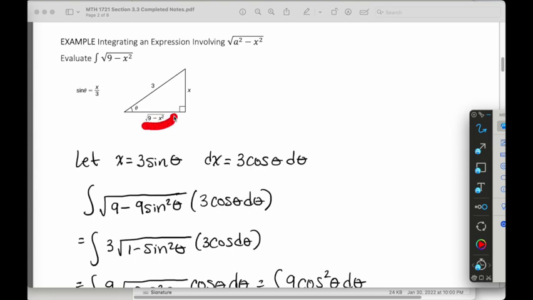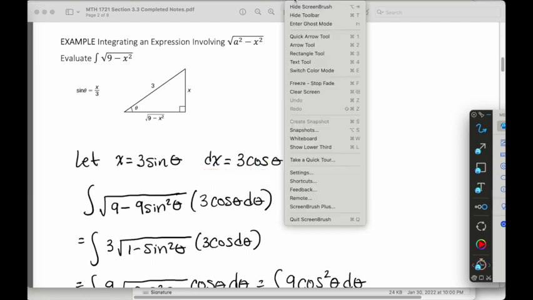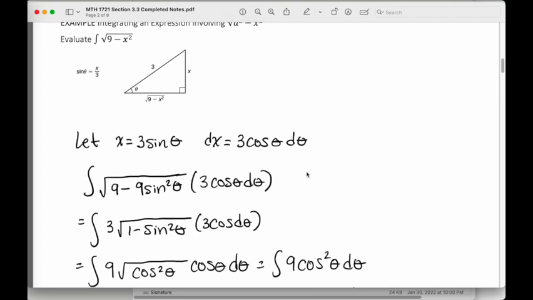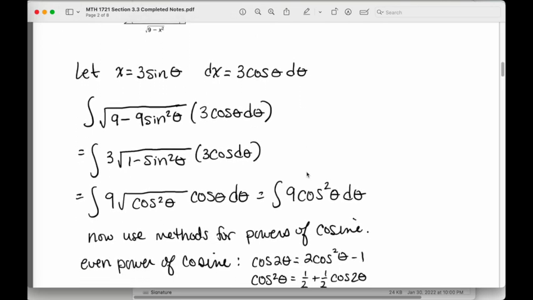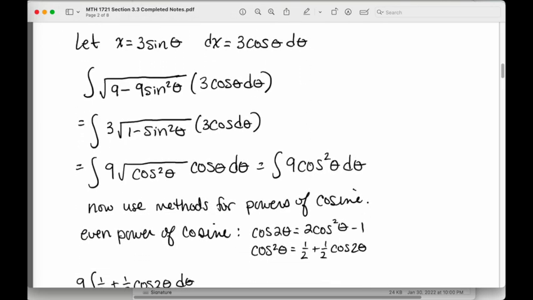Now when we check it, we should have that the square root of 9 minus x squared quantity squared plus x squared should give me 3 squared, and that works. So we know we got our triangle set up correctly. So if I isolate the x, I get that x is 3 sine theta, which means that dx is going to be 3 cosine theta d theta. Now this is exactly what we were doing before, just in general format. Now we're doing it with some actual values here.